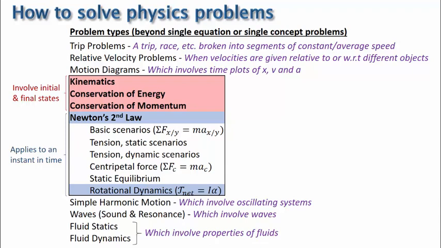Consider a carousel as an example. You could discuss the friction force on a person standing on the carousel, which would have a component of the net force in the centripetal direction. Or you could discuss the angular acceleration of the entire carousel and the net torque to accelerate it. So that's how we distinguish those scenarios for Newton's second law applications. Let's look at the remaining major principles.